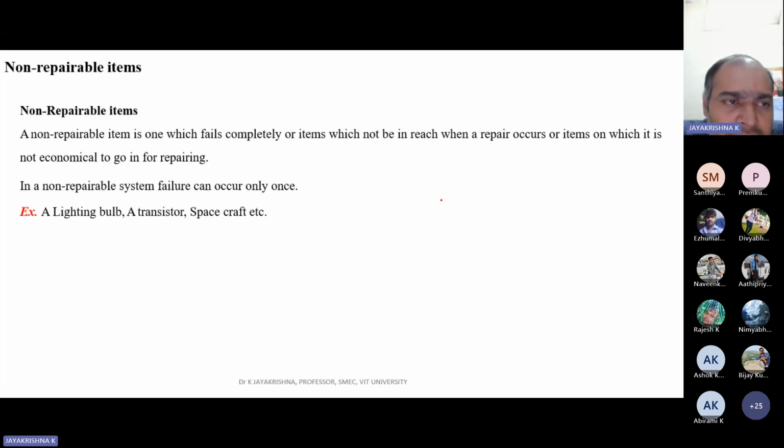That's why I say that in non-repairable items, the failure can occur only once. Again, I stress this point. In a non-repairable item, the failure can occur only once. In a repairable system, the failure can occur many times. Very good. In a non-repairable item, the failure can occur only once. So that is the difference between repairable and non-repairable items.